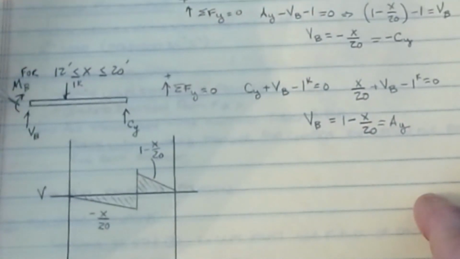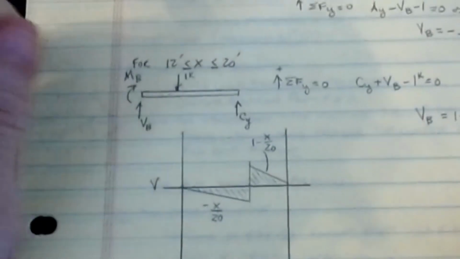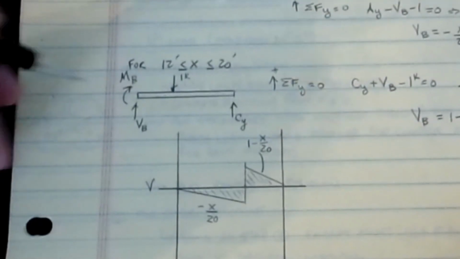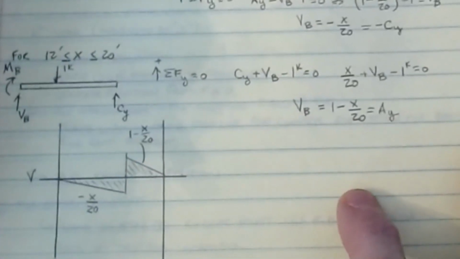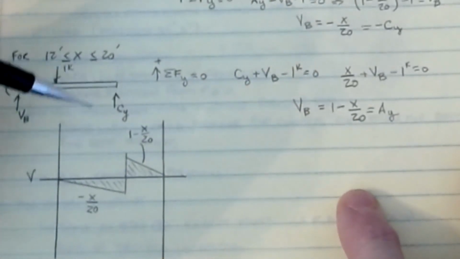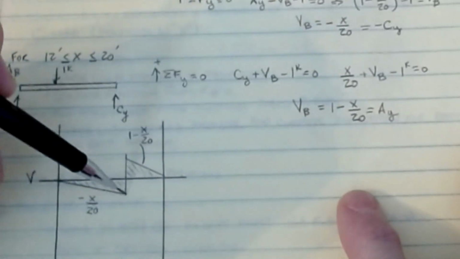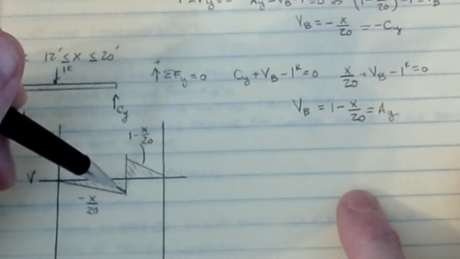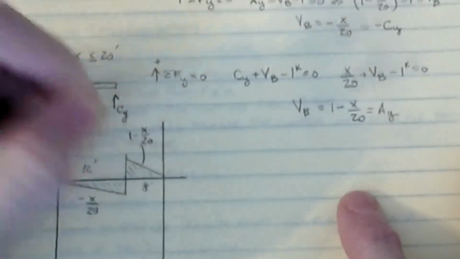Now I look at the other piece for when X is between 12 and 20. Again, I chose to work with this piece because it had the load on it, but you could just as easily have worked with the piece on the other side of the cut that doesn't have the load. It will get you the same expression. That will be one of the things we'll look at when we get into some more complex problems. My shear diagram then looks like minus X over 20 down at the lower end, and then at B, and again, this is at 12 feet. And this was located at 8 feet.